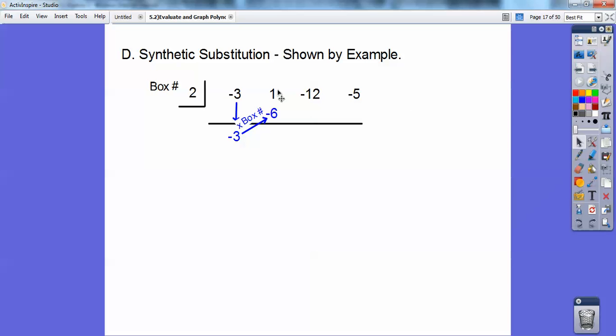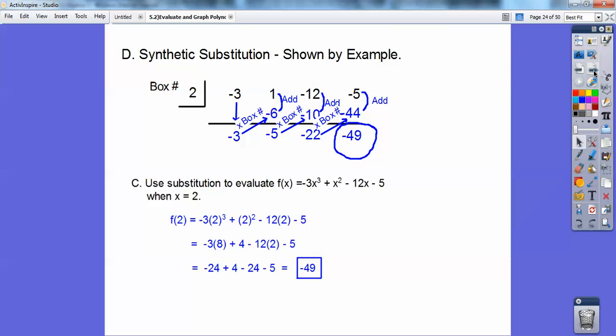Then I'm going to add these two numbers. So 1 plus negative 6 is negative 5. And then I'm going to go again. Negative 5 times the box number is negative 10. So I'm going to put negative 10 right there. Then I'm going to add these two. Negative 12 plus negative 10 is negative 22, times the box number, so I get negative 44. And then I'm going to add these two, so I get negative 49. This is the same problem as we did in section C.